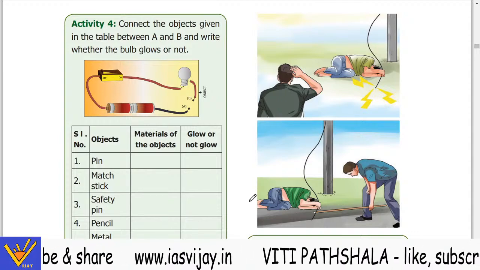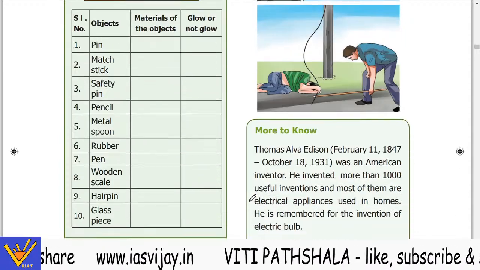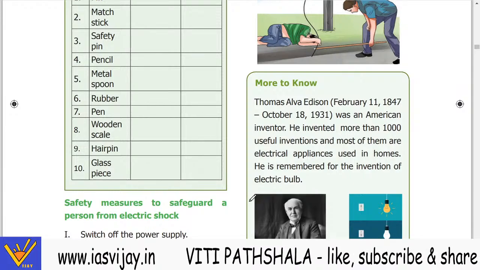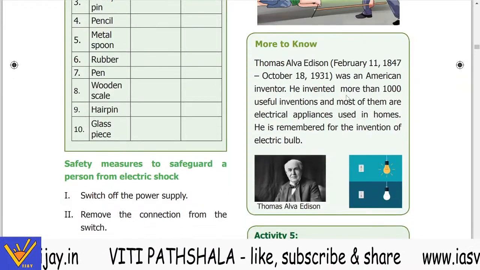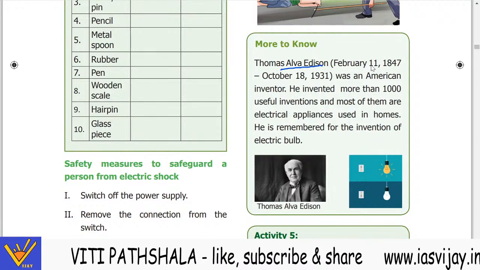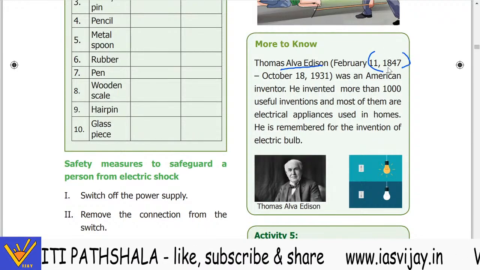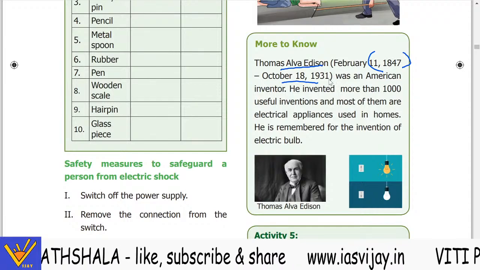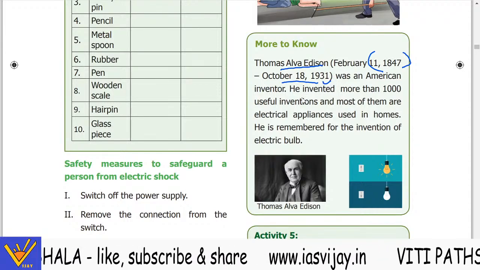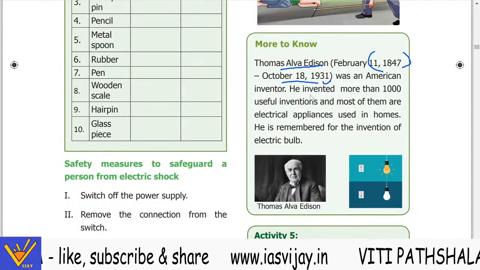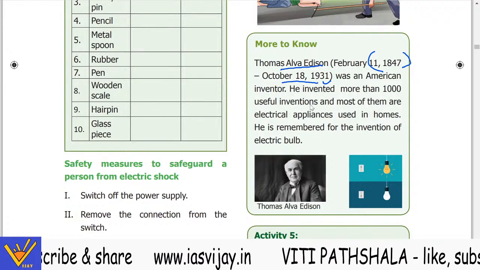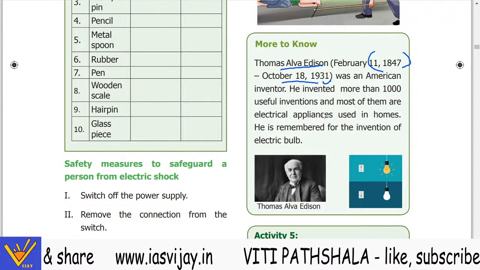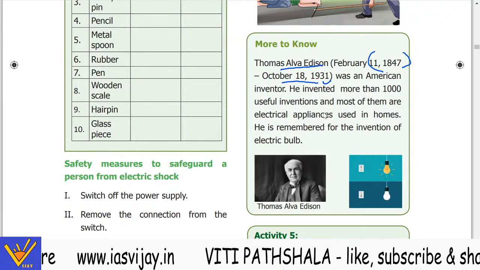Now more to know is about Thomas Alva Edison. This is important and we will be studying it slowly. Thomas Alva Edison, February 11, 1847 to October 18, 1931. He was an American inventor. He invented more than 1,000 useful inventions.